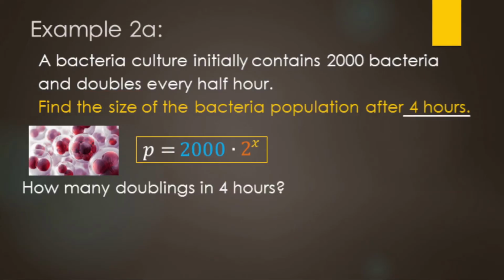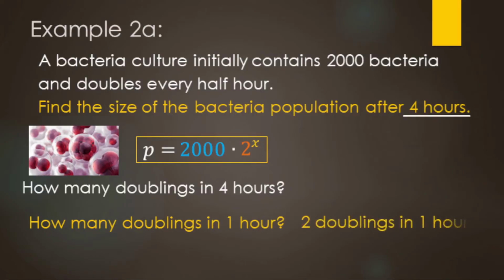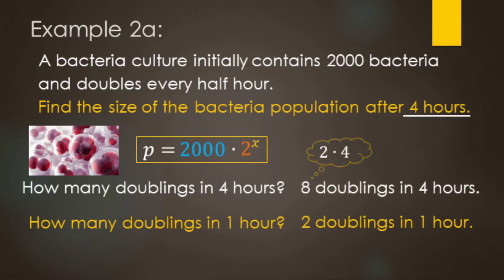So here we go. Now we're going to answer the question, find the size of the bacteria population after 4 hours. Well, here's the question. How many doublings do we have in 4 hours, right? So, well, maybe we don't know that. Well, how many doublings do we have in 1 hour? Oh, well, it says it doubles every half hour. So every 1 hour, we're going to have 2 doublings in 1 hour. So if we have 2 doublings in 1 hour, how many in 4 hours? That's going to be 8 doublings.